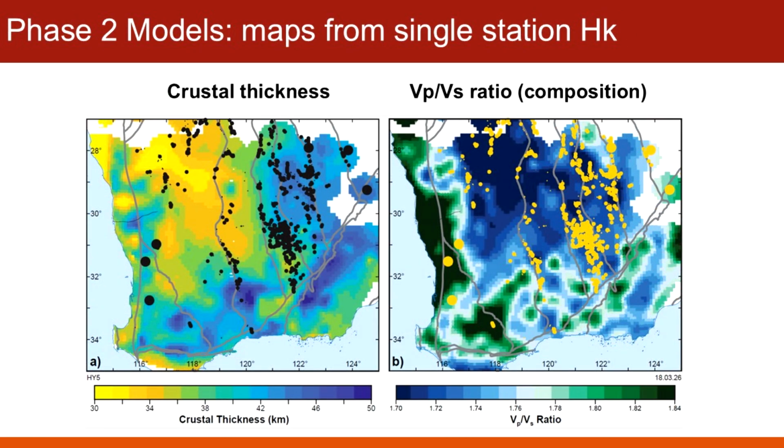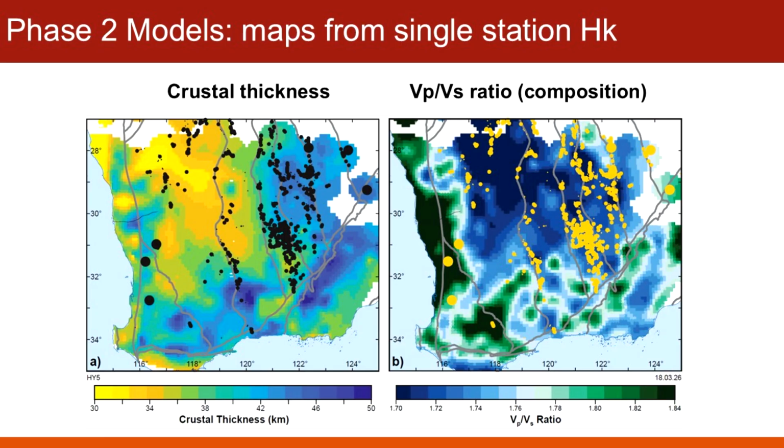These two are maps from the single station map. The left one is the crustal thickness, the H, and then the right-hand side one is the Vp/Vs ratio. And plotted on the maps are these dots. These are the gold deposits.